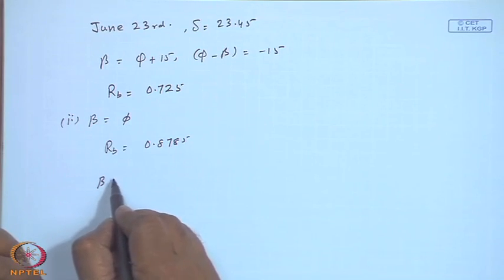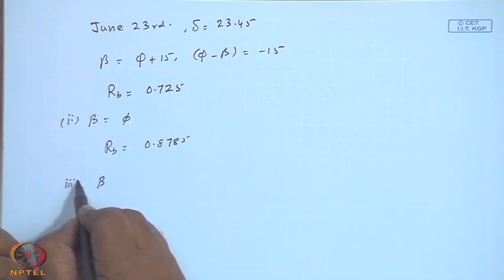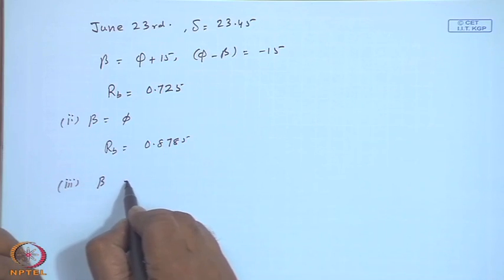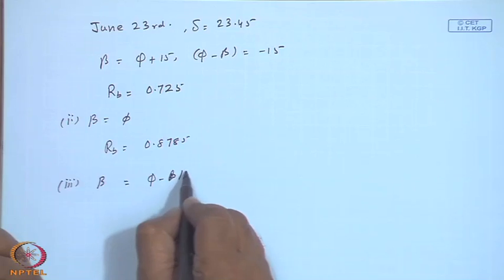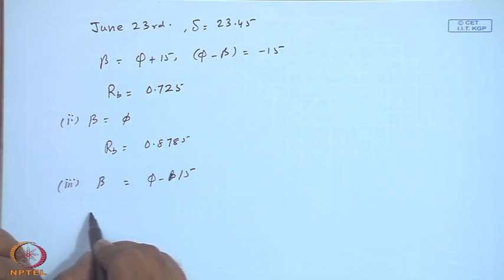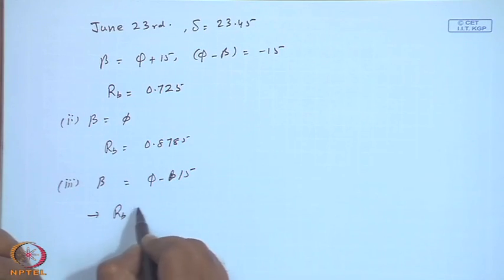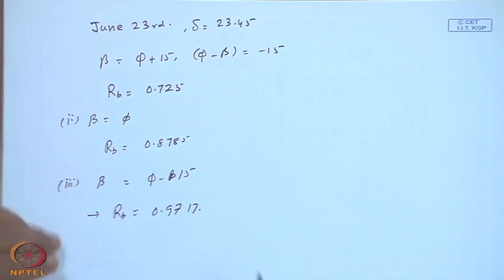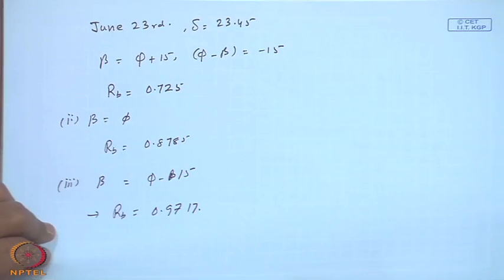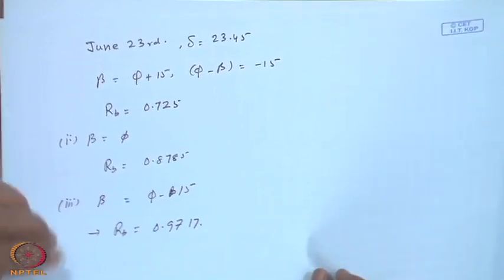You can again check it up, and you will find if there is a difference. Qualitatively, I do not think there will be much difference. For phi minus 15, this gives rise to RB 0.9717. One thing that has come out clearly: compared to March 21st, June 23rd has poorer RB for these orientations.